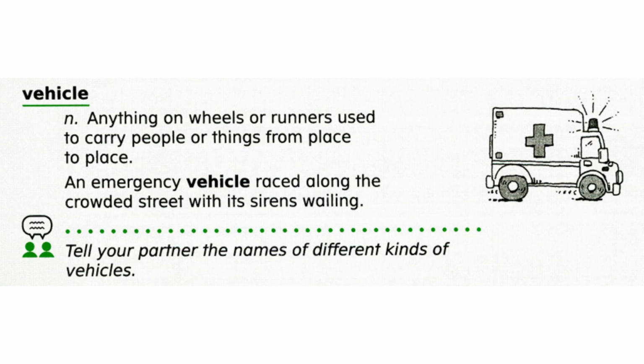Now let's review word meaning. Choose A or B. Which of these is a vehicle? A, a bike, or B, a horse? If you said A, you are right. A bike has wheels and can carry you from place to place.